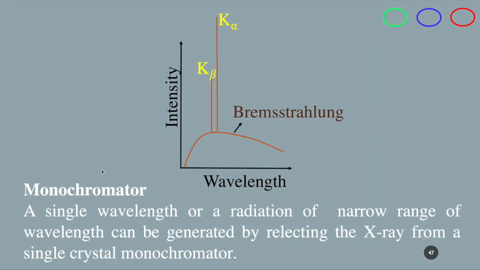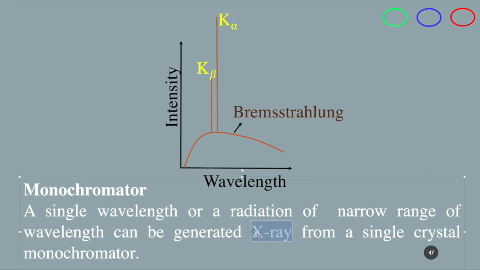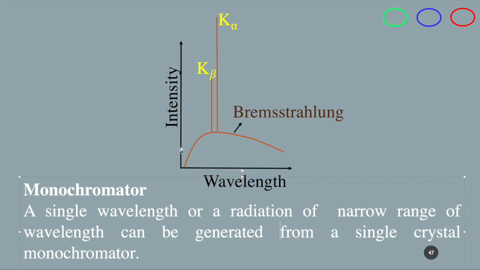Similarly, to obtain monochromatic X-rays, we also use a monochromator. A single wavelength, or radiation of a narrow range of wavelengths, can be generated from a single crystal monochromator. So all this K beta and the continuous parts are filtered, and we only obtain a single wavelength or a narrow range of wavelengths using a single crystal monochromator.